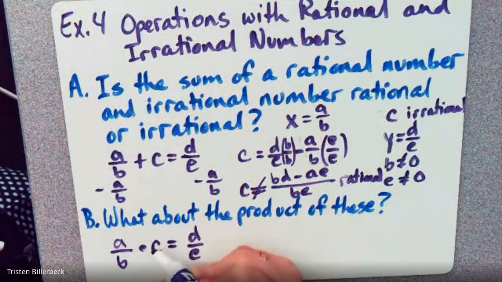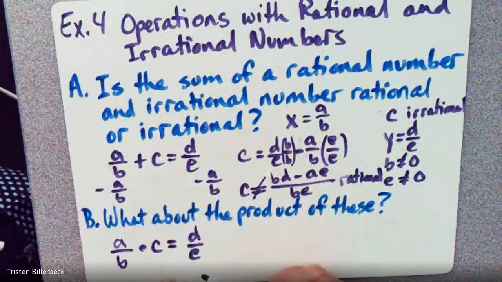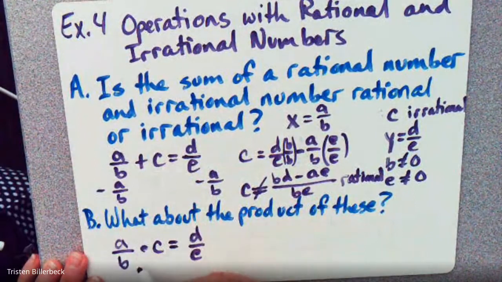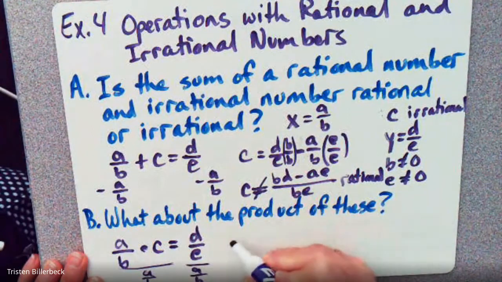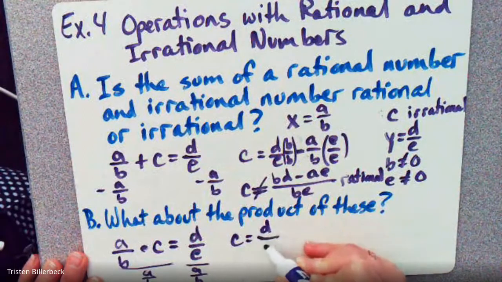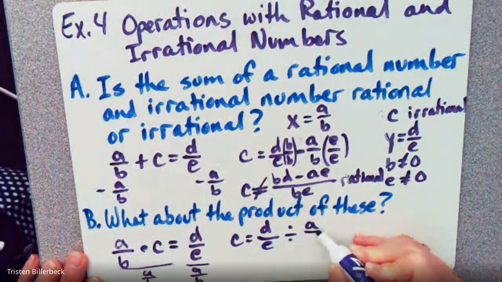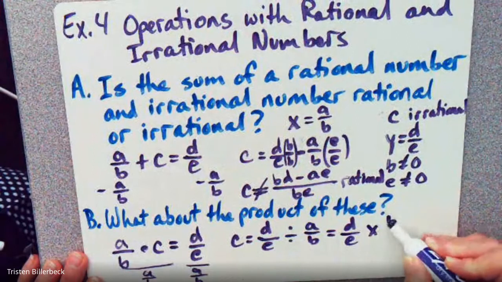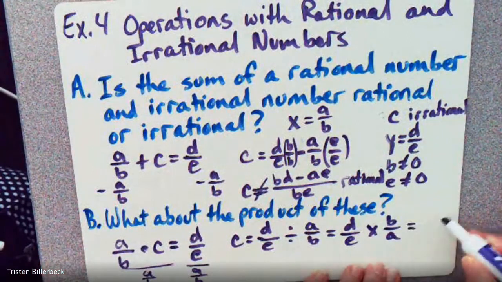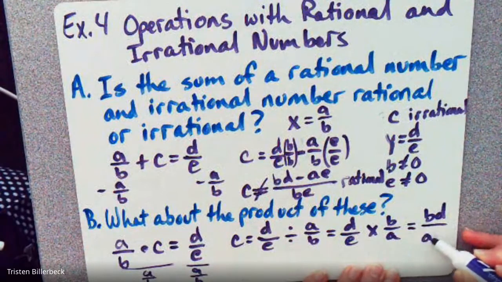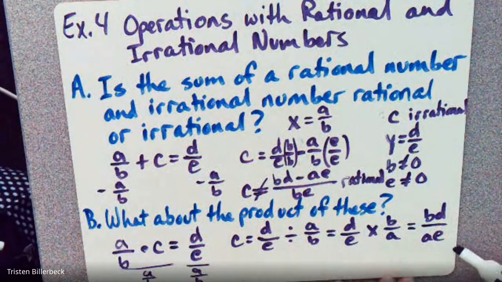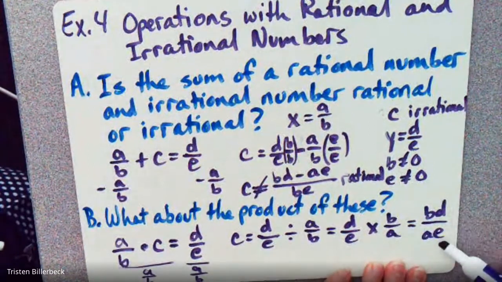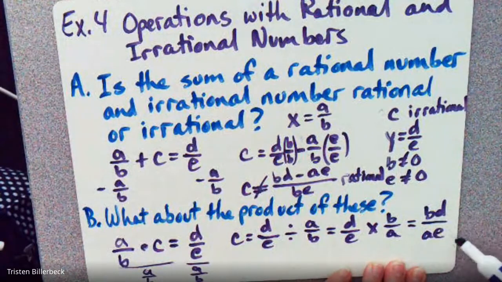So then what we can do is isolate c again like we did over here. In that case, we're going to divide both sides by a over b. And so we have c equals d over e divided by a over b. So we keep, change, flip. We have d over e times b over a, which is bd over ae. Now we define these as integers again. So we already know that the product of two integers is an integer, so we have a rational number here and a rational number here.